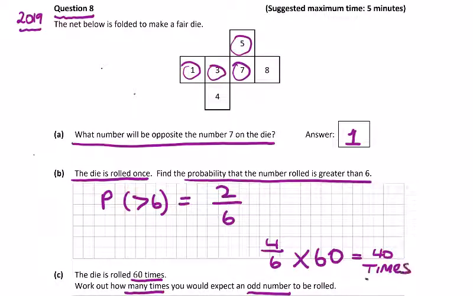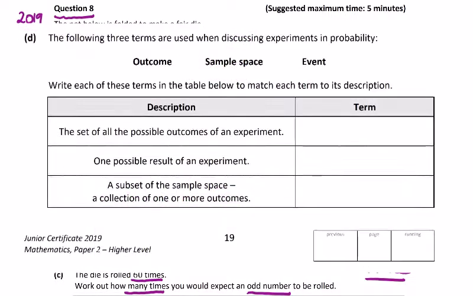For part C, A, B and C were all worth 10 joined together. And then part D, we're given this table. The following 3 terms are used when discussing experiment and probability: outcome, sample space and event, and we're just asked to match them off. Be really careful and take your time with the first one.